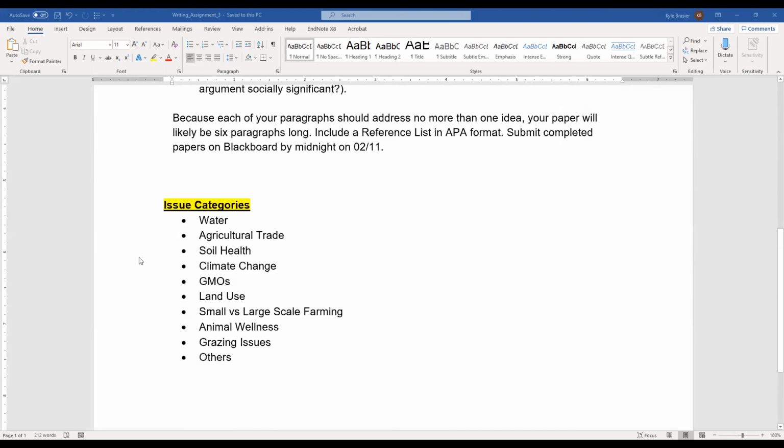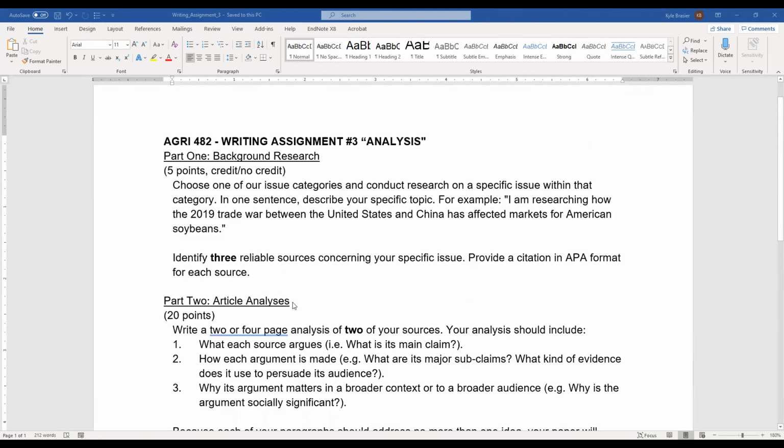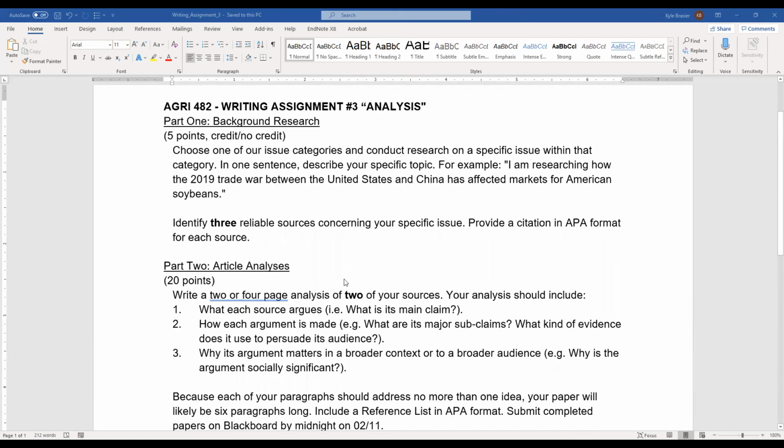These issue categories are at the bottom of the page for writing assignment number 3. Water, agricultural trade, soil health, climate change, GMOs, land use, small versus large scale farming, animal wellness, grazing issues, or another issue that you think is worth tackling, as long as it's relevant to this class. Okay, so this part's pretty easy, right? 1 sentence, 3 sources, APA format, no problem.